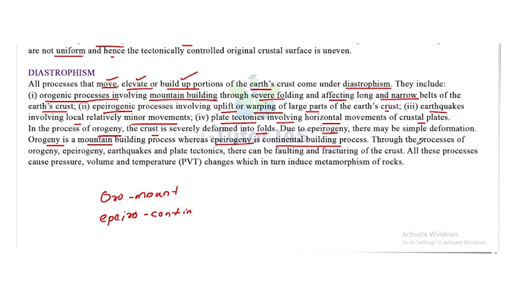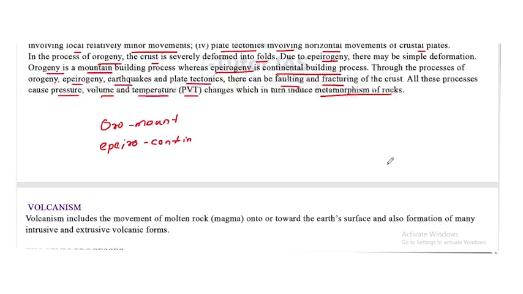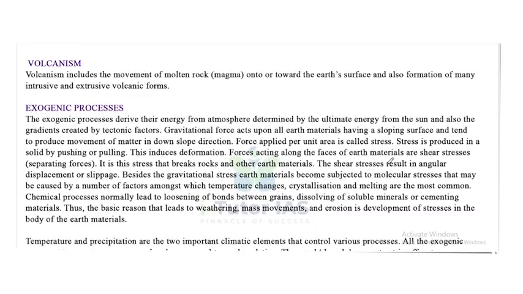Through the processes of orogeny, epeirogeny, earthquakes and plate tectonics, there can be faulting and fracturing of the crust. All these processes cause pressure, volume and temperature, that is PVT, changes, which in turn induce the metamorphism of rocks. Now, what is volcanism? Volcanism includes the movement of molten rock, that is magma, onto or towards the Earth's surface, and also the formation of many intrusive and extrusive volcanic forms.